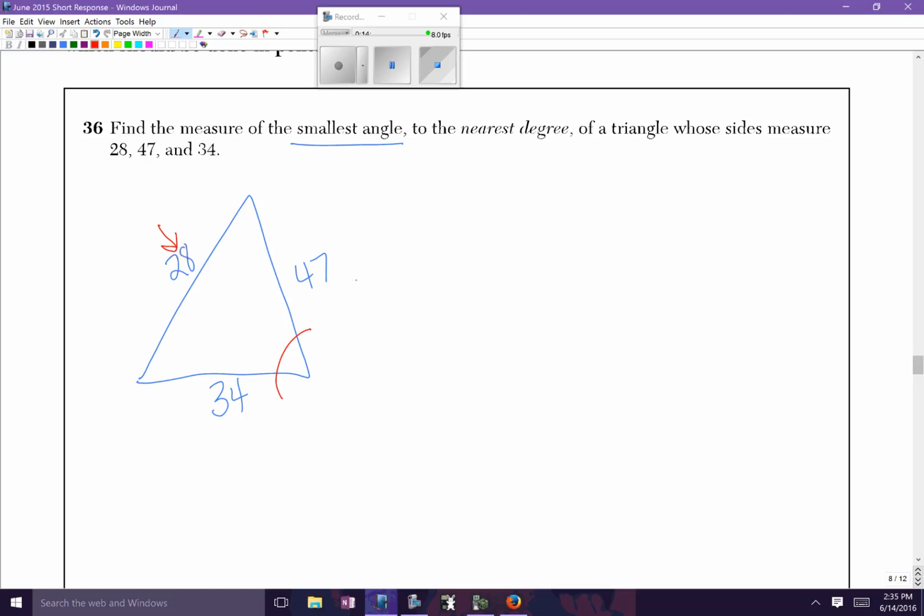You can't apply the law of sines. I have to have at least an angle to use the law of sines. So we're going to go ahead and use the law of cosines. And remember, you don't have to memorize this. This is in your reference sheet.